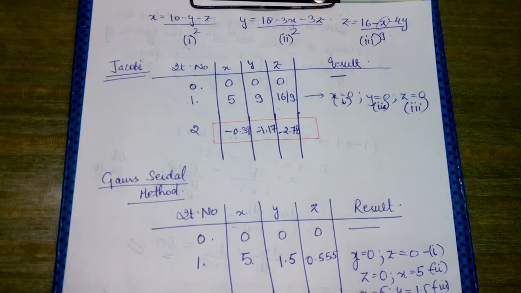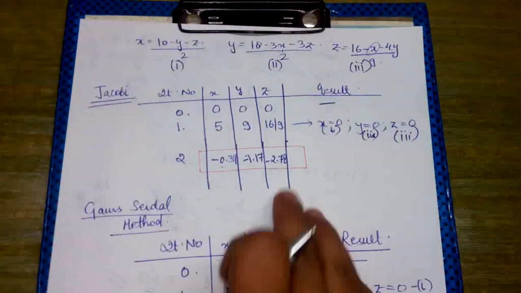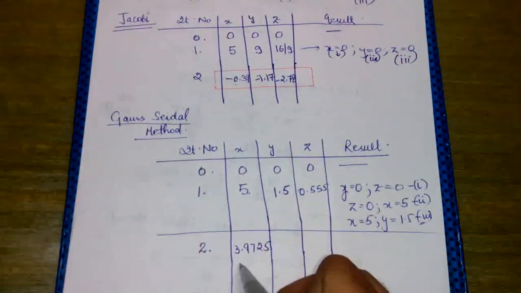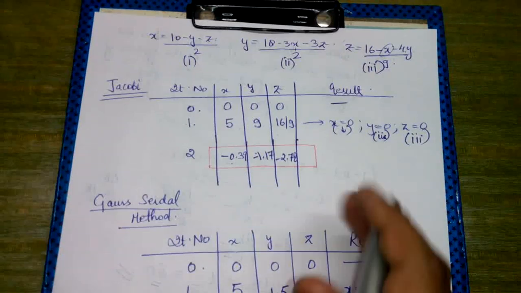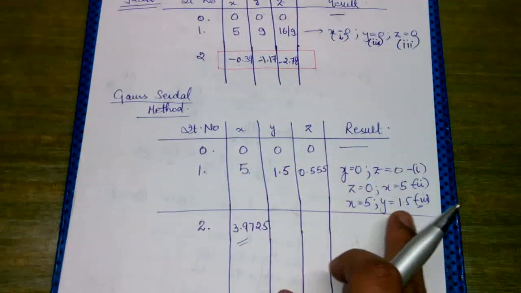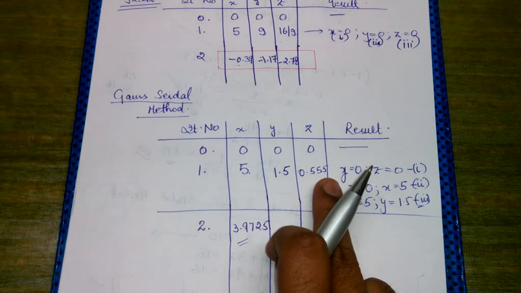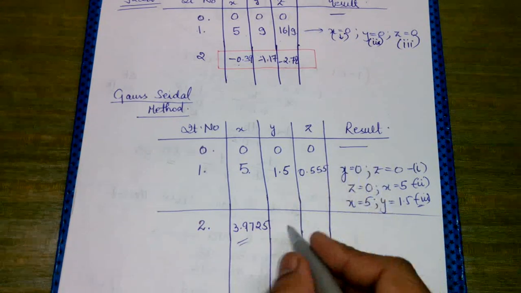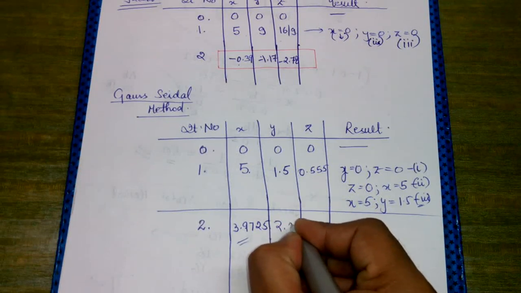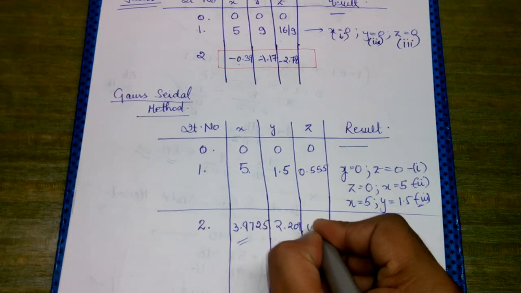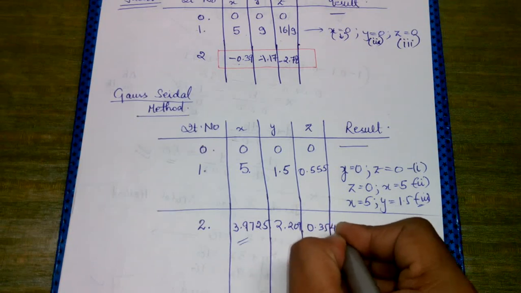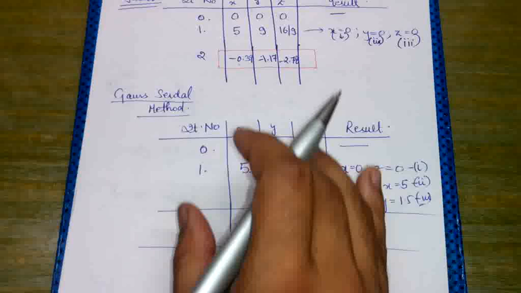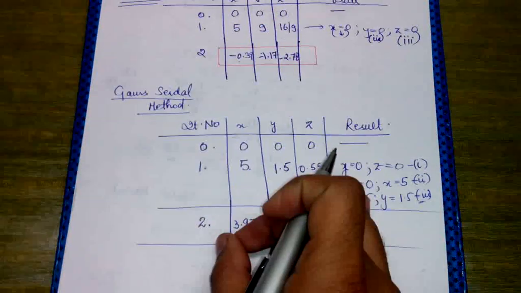3.9725. Okay. Similarly, the value of y will be obtained by using this equation such that we will keep the value of x as this 3.9725 and the value of z will be kept equal to 0.55. Okay, so we will obtain here 2.209 and similarly this would be 0.3546. Okay, so this is the basic difference between Jacobi and the Gauss Seidel method.